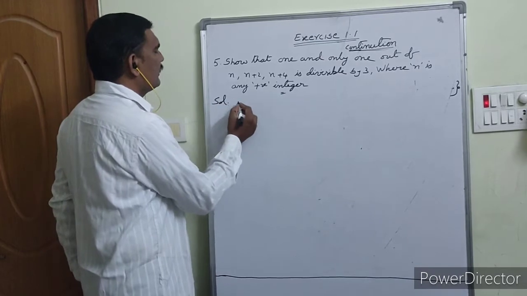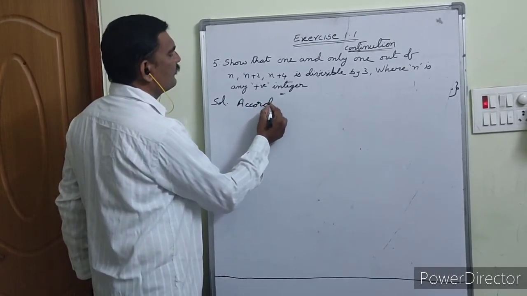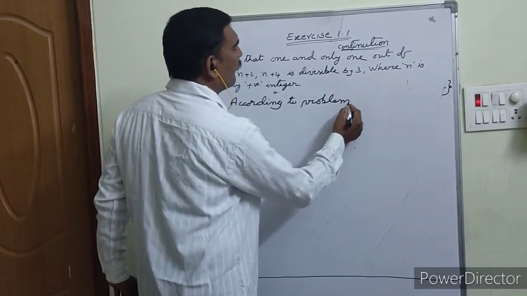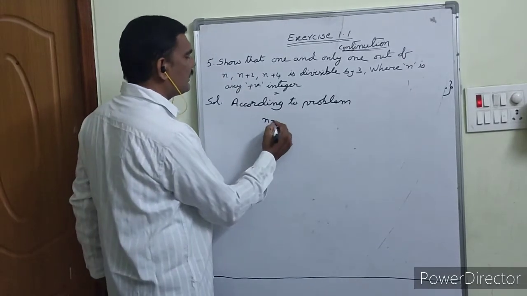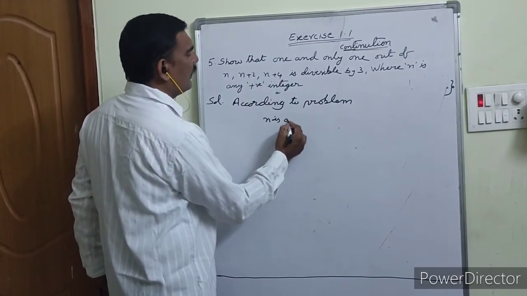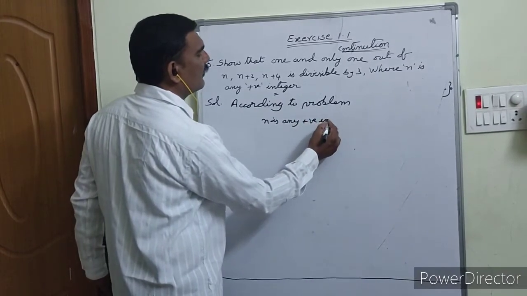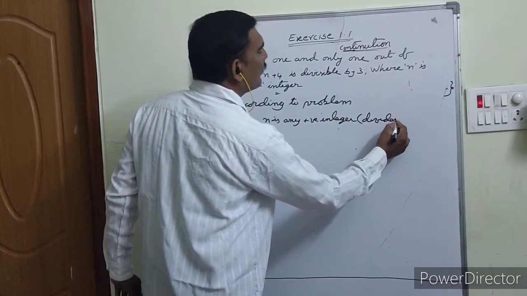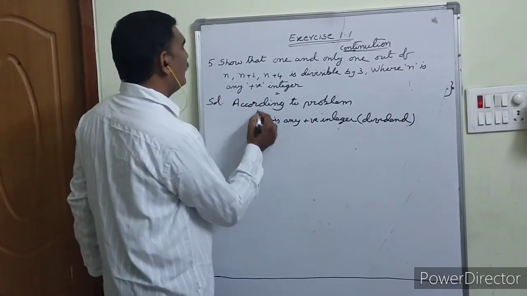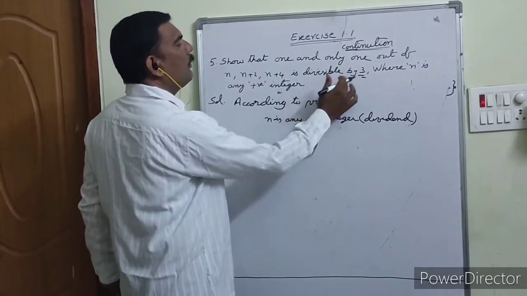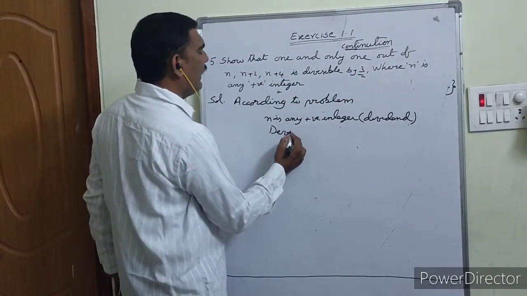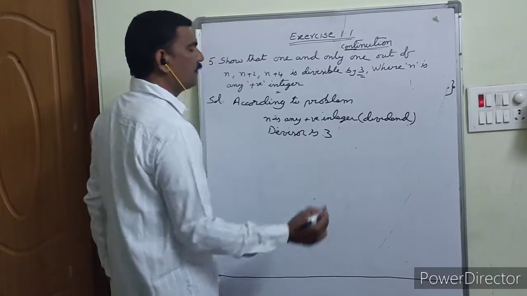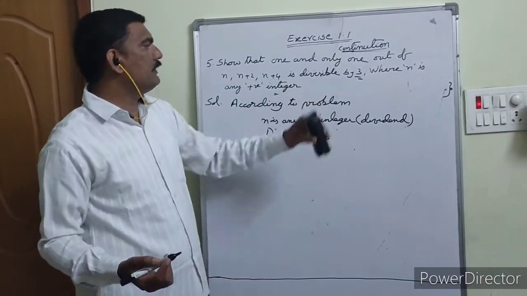The solution is according to the problem. n is any positive integer, that is the dividend, and what is the divisor? Divisible by 3, he said. So the divisor is 3. Now you have to apply Euclid's division lemma.